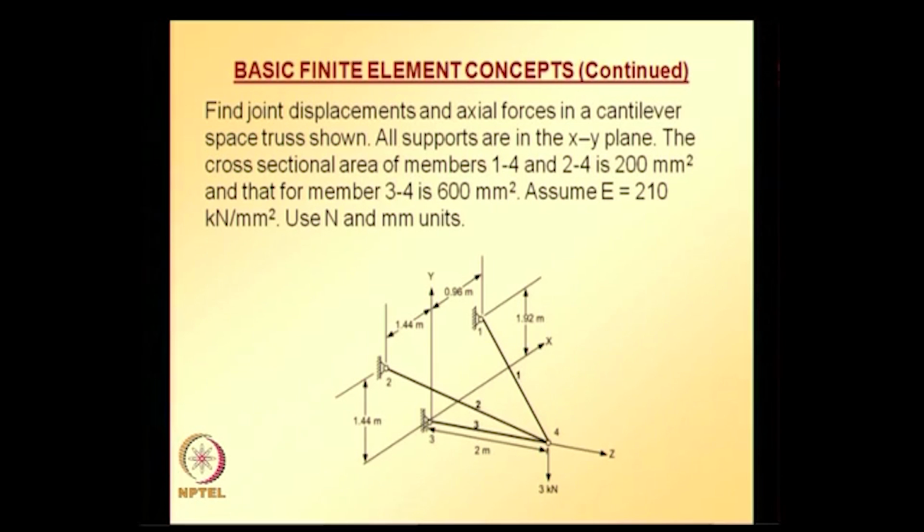Young's modulus is 210 GPa, or kilonewton per mm square, because Newton per mm square is MPa and kilonewton per mm square is GPa. All units are SI units. So, looking at the various dimensions given here for this 3D space truss, we can easily identify the x, y, z coordinates for each of the nodes 1, 2, 3, 4.